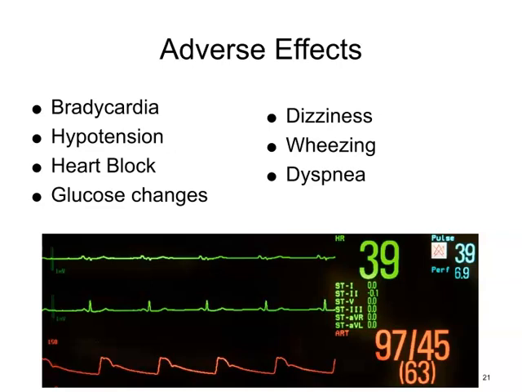So low blood pressure, low heart rate, we can put the patient in heart blocks where we're blocking the conduction from the sinoatrial side through the AV node. Again, changes in their glucose. Dizziness can cause wheezing because of the beta 2, and dyspnea, shortness of breath. Some of the other issues that can occur are impotence and lethargy.